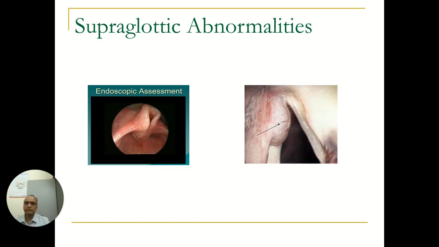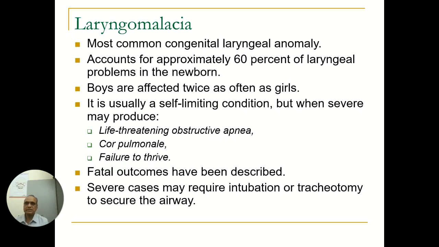So let us move on to the next. The commonest cause is laryngomalacia. It is one of the commonest congenital anomalies in infants or newborns. It accounts for 60% of the laryngeal problems in the newborn. It has been mentioned that boys are affected twice as often as girls. It is usually a self-limiting condition, but when severe, it may produce life-threatening obstructive apnea, cor pulmonale, or failure to thrive. Fatal outcomes have been described. Severe cases may require intubation or tracheostomy to secure the airway.